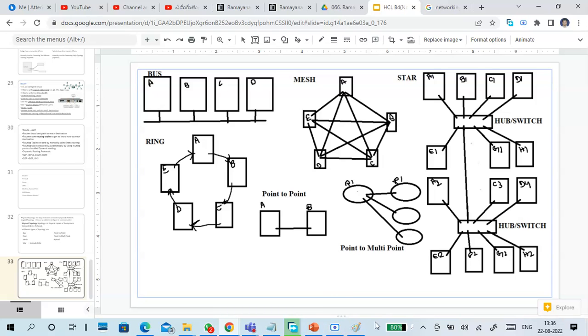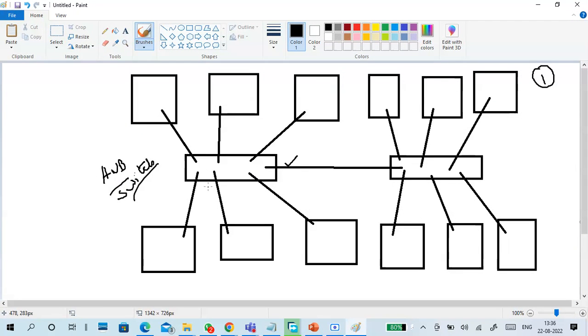Okay, so there are two more points. What is point to point, guys? Point to point means this is a device, a point, and this is another device, another point. So this is called a point to point network. Point to multipoint: this is a device and these are all devices, so one point to multipoint communication. Multiple point to points become a point to multipoint, which means this is the point and these are the multiple points.